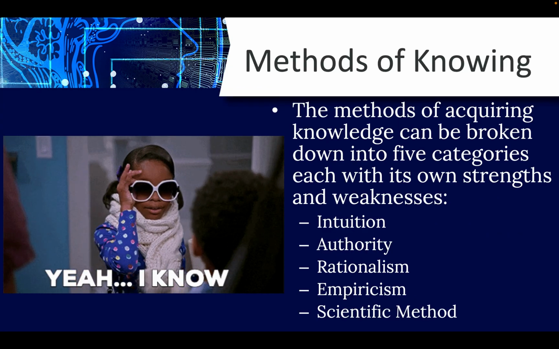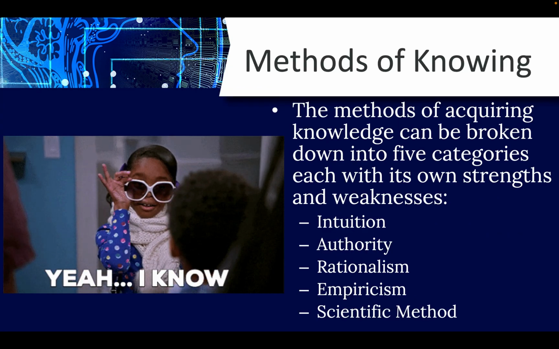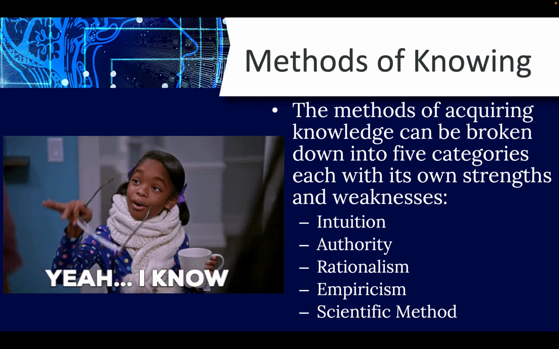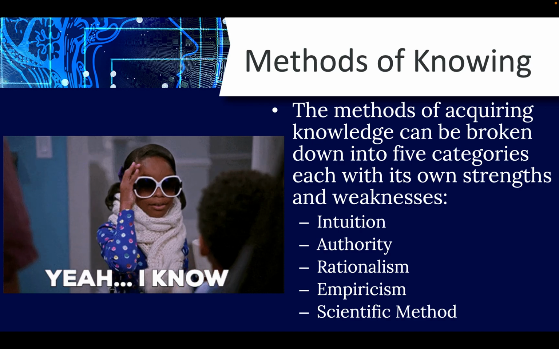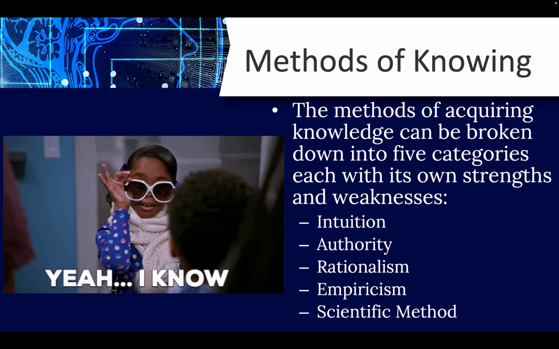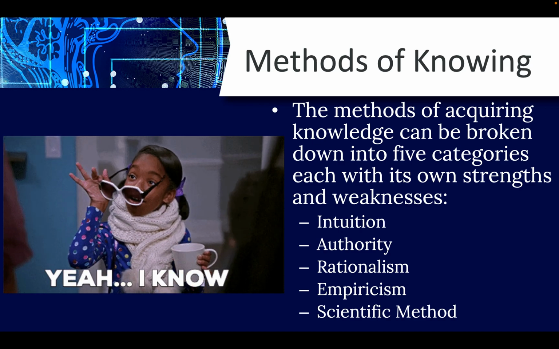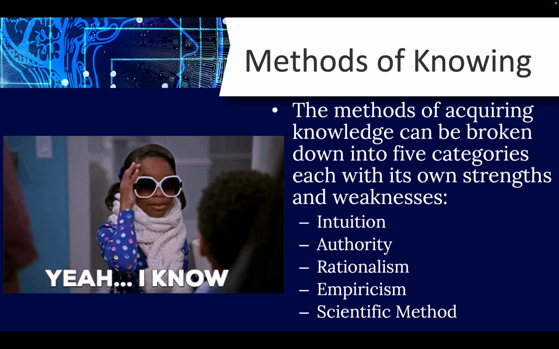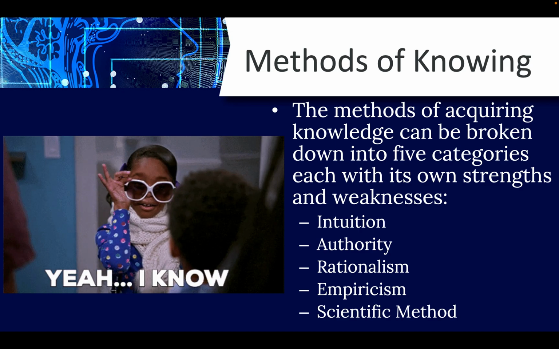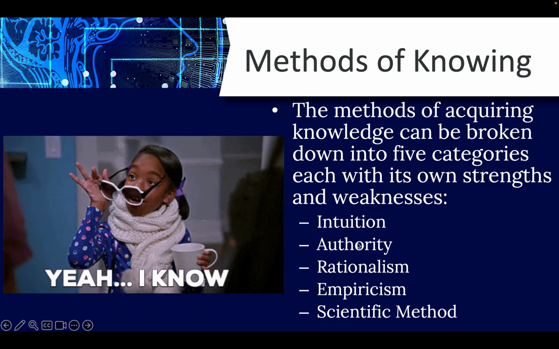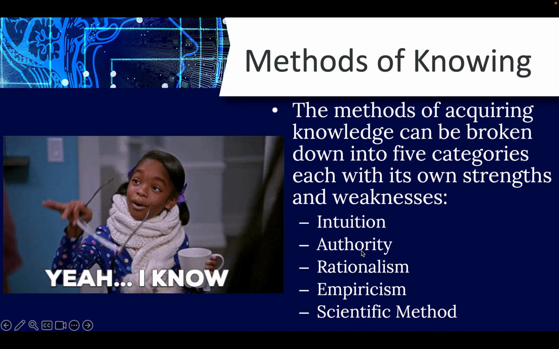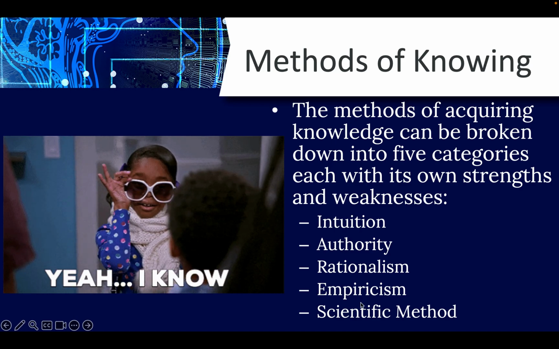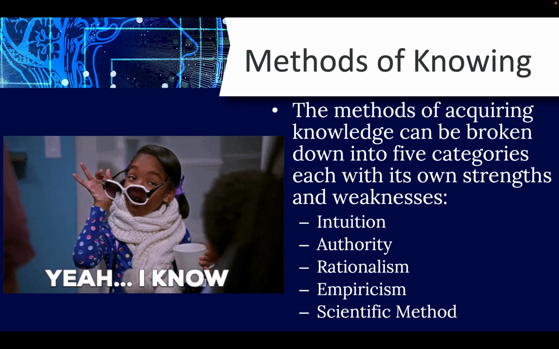Anyway, the methods of acquiring knowledge can be broken down into 5 categories, each with its own strengths and weaknesses. The first is intuition. Authority is the second. The third is rationalism. The fourth is empiricism, and the last is scientific method. And as you go down the list, it gets more and more scientific, or it's supported more with statistics.